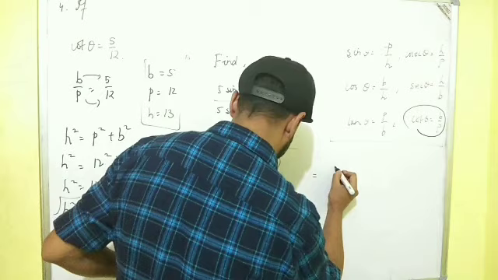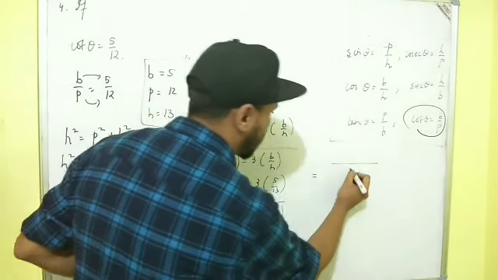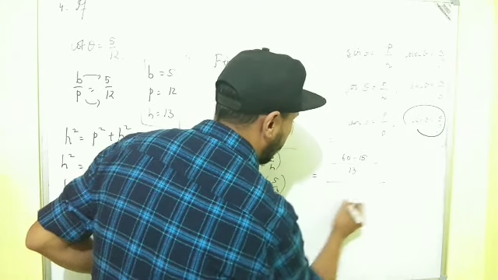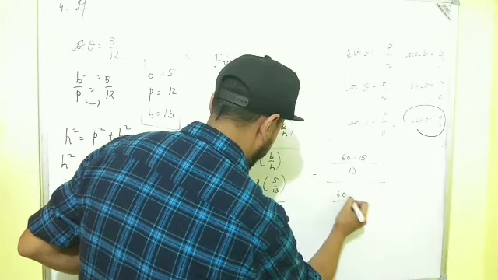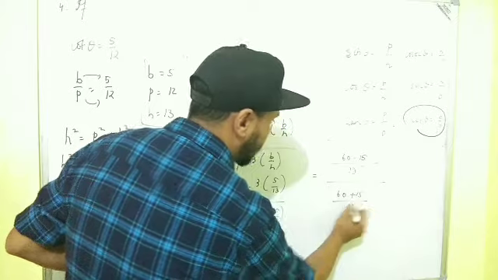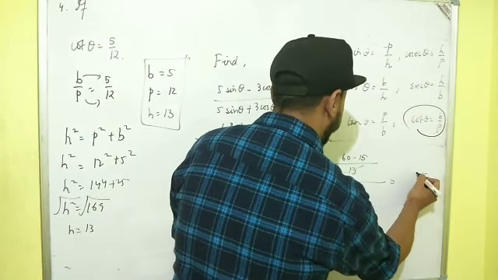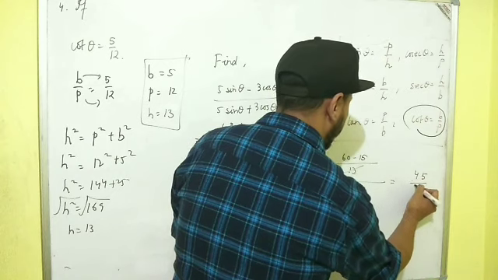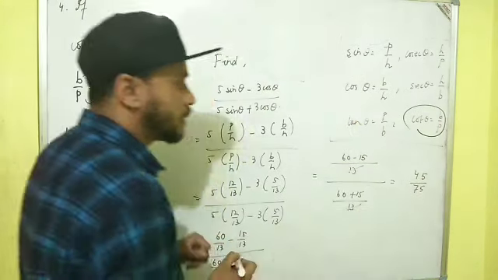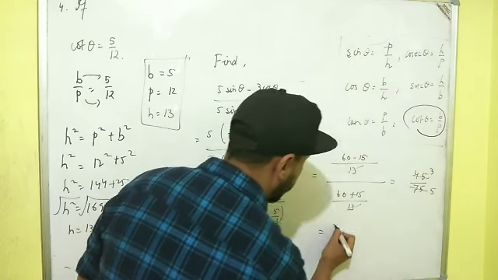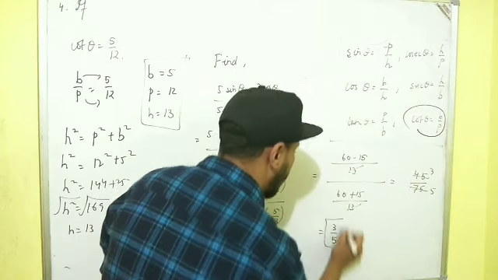If we take the LCM on both numerator and denominator, it will be 13 is the LCM, so here also the value will remain same. So 13 we can cancel, so 60 minus 15 is 45 divided by 75. So 15 3 is the 45, 15 5 is the 75. So the answer is 3 by 5.